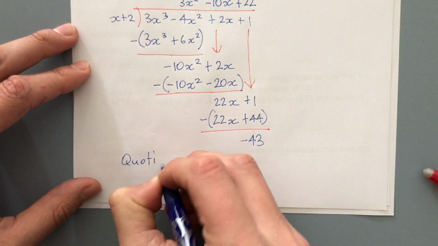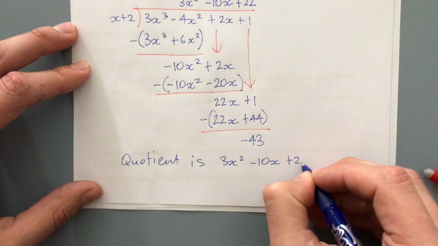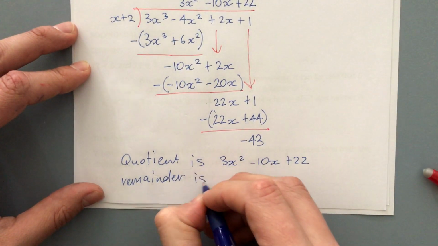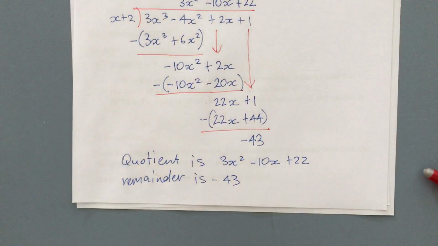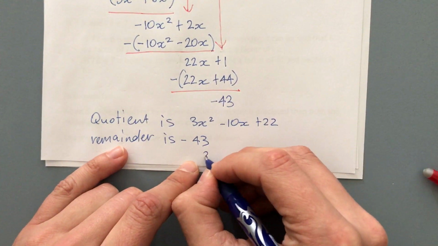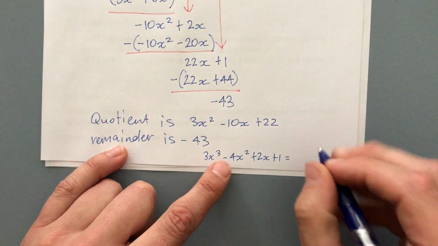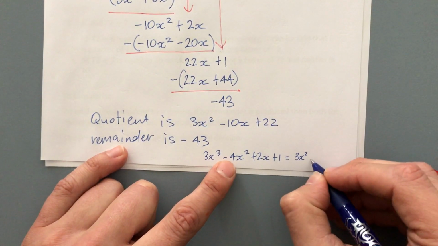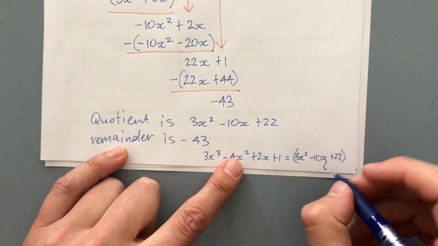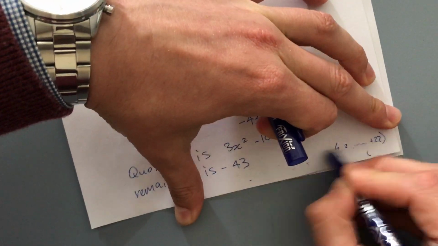Quotient in this case will be 3x squared minus 10x plus 22. Remainder is minus 43. Writing this in terms of your polynomial now. 3x cubed minus 4x squared plus 2x plus 1 equals 3x squared minus 10x plus 22 multiplied by, actually we'll write that just a little bit further up so that you can see it.